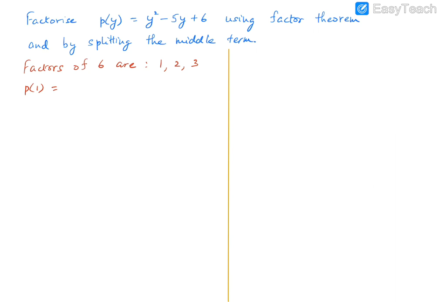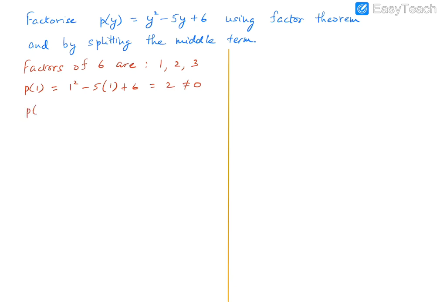In place of y, we put 1, so it's 1 square minus 5 into 1 plus 6. So 1 minus 5 is minus 4, and minus 4 plus 6 is 2. So this is not equal to 0. Therefore, 1 is not a zero of this polynomial.